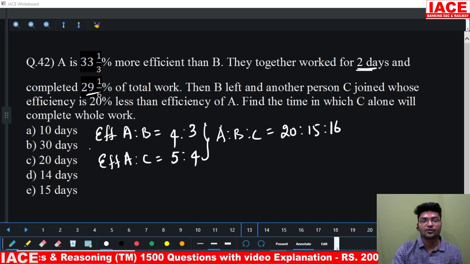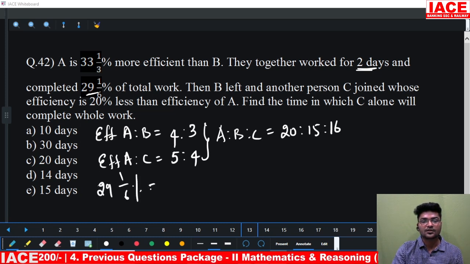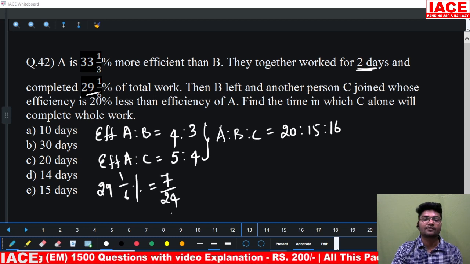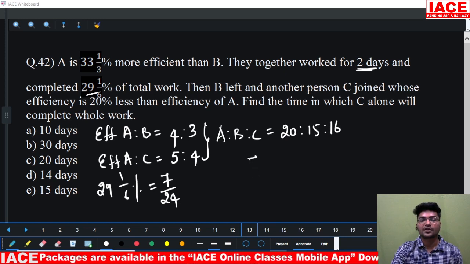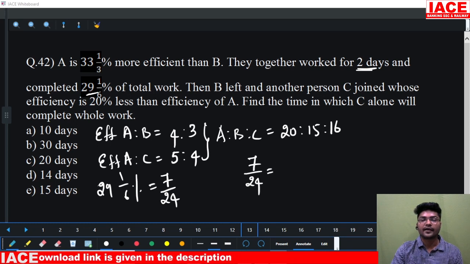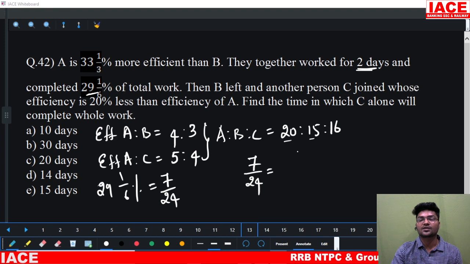For this I should know that 29 1 by 6% is nothing but 7 by 24. 29 1 by 6% is 7 by 24. So 7 by 24 is the work they have done. A and B in one day are doing how much? 20 parts, 15 parts, total 35 parts.